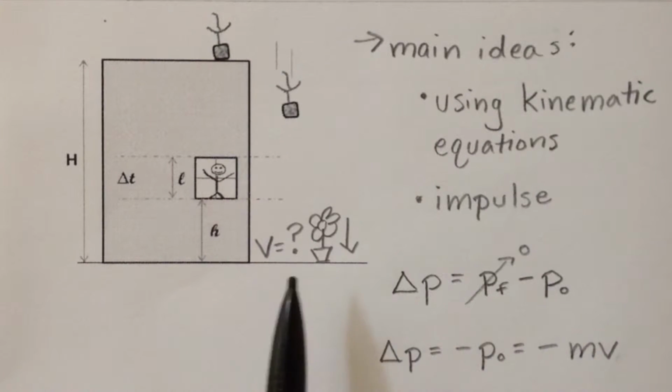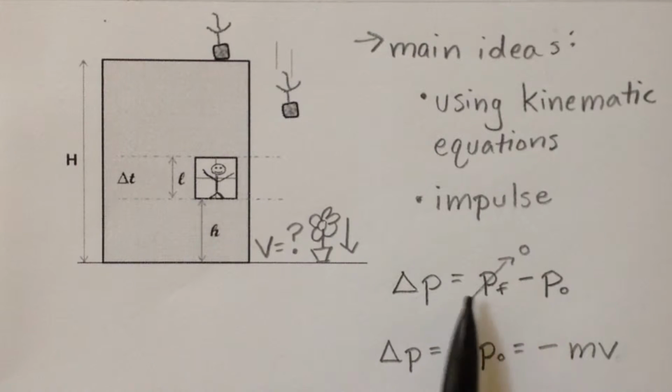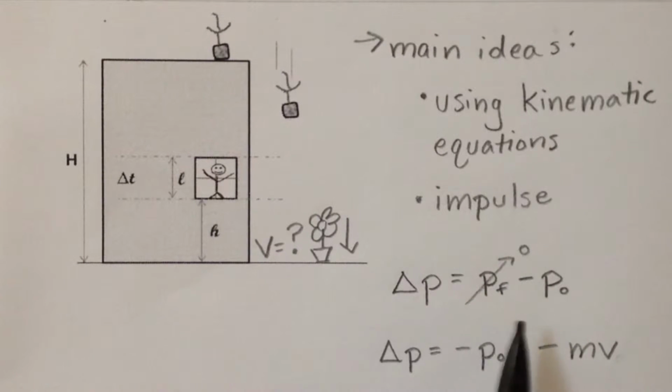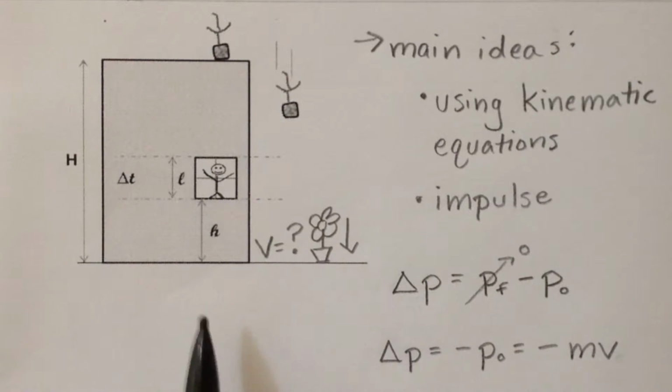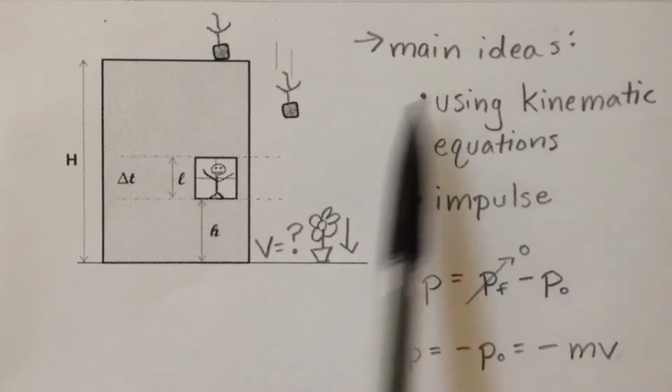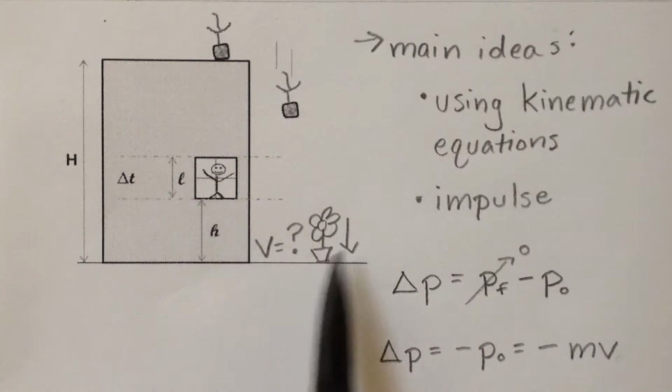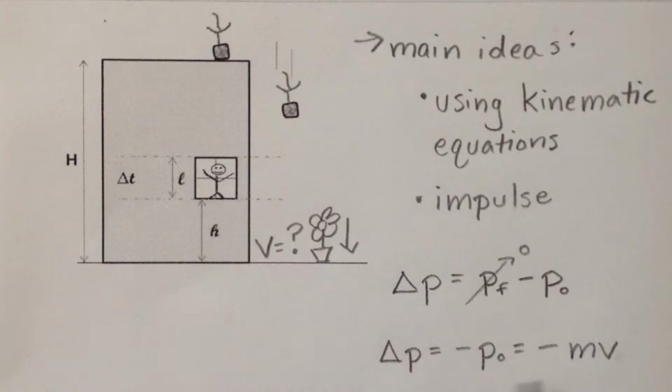To find the impulse the flower pot receives, we'll calculate its change in momentum as it comes to rest. So we set its final momentum equal to 0 because it's no longer moving, and its initial momentum is then equal to its mass times the velocity right before it hits the ground. We'll use the kinematic equations to calculate this velocity and then ultimately calculate the impulse that the flower pot receives from the ground.